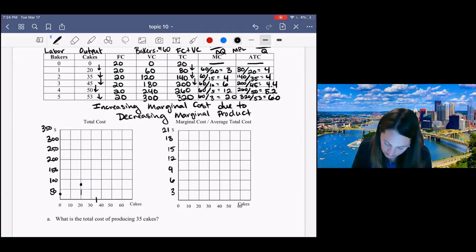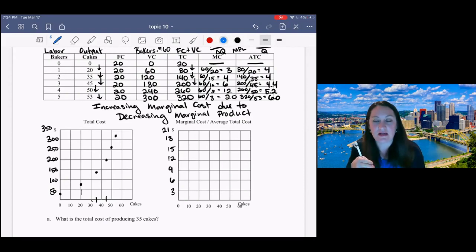Then we've got 35 cakes for a total cost of 140. 45 cakes is 200. 50 cakes is 260. 53 cakes is 320. All right. So now the table problem gives you discrete numbers. We have a discrete production function. We can hire 1 worker or 2 workers, but not 1.5 workers.